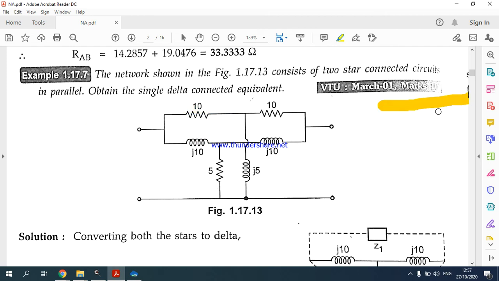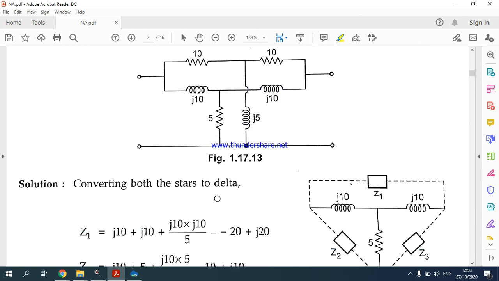What are the 2 T connections I have? T means it should be like this; it also looks like a star. Where do I have a T connection? This is one T: 10, 10 and j5. This is another T connection. I have 2 T connections, which means I have 2 star connections. I need to simplify this so that I can get a simplified network.